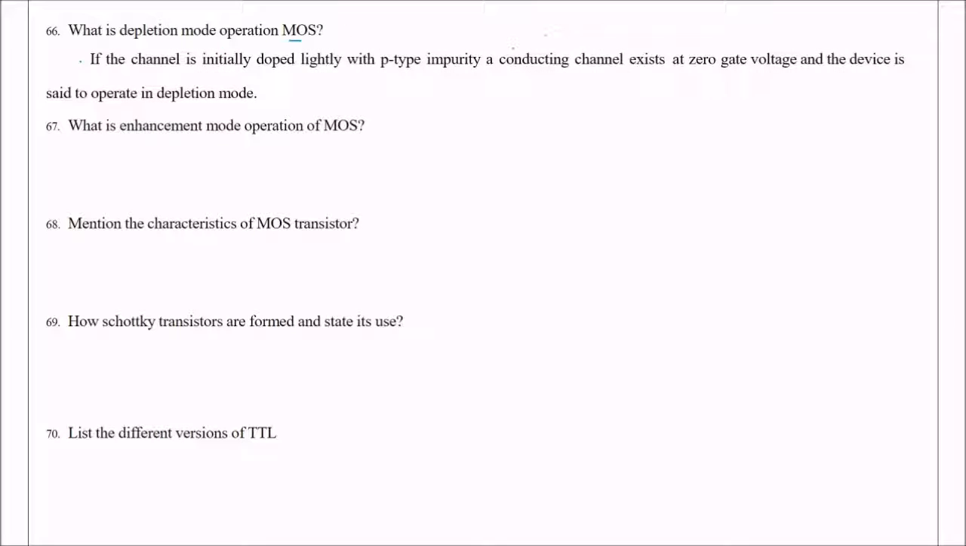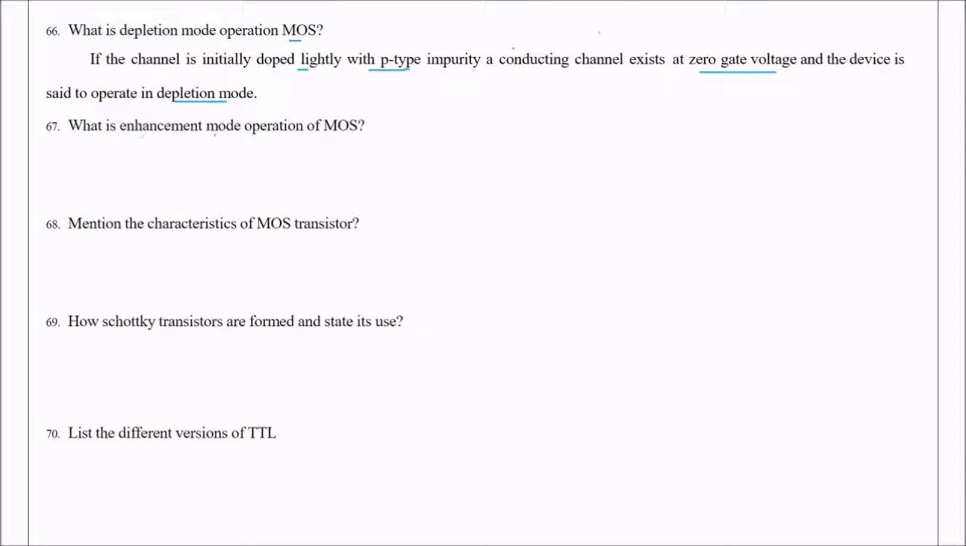So let us take a few more questions in digital electronics and communication engineering. First is, what is depletion mode operation of MOS? We have talked about MOS in the earlier section. If the channel is initially doped lightly with a P-type impurity, a conducting channel exists at zero gate voltage and the device is said to operate in depletion mode.